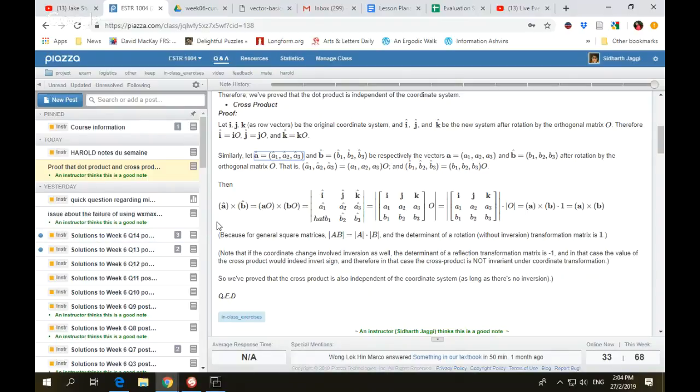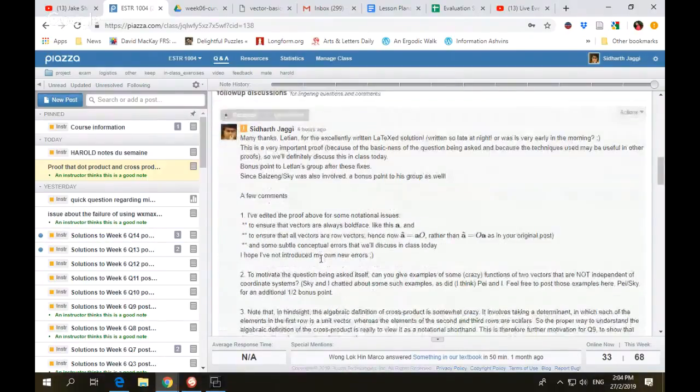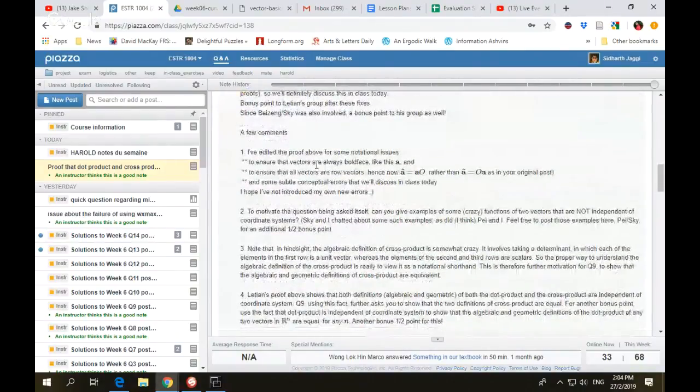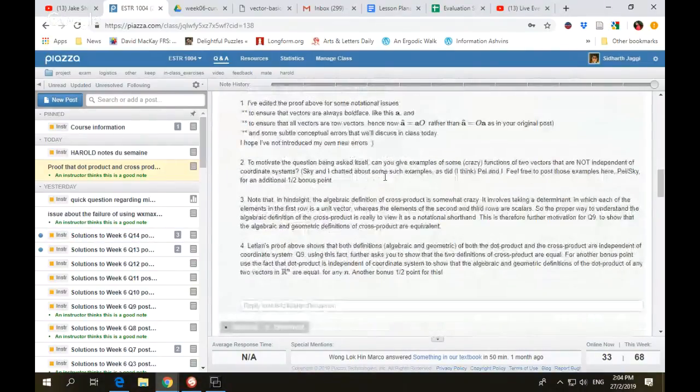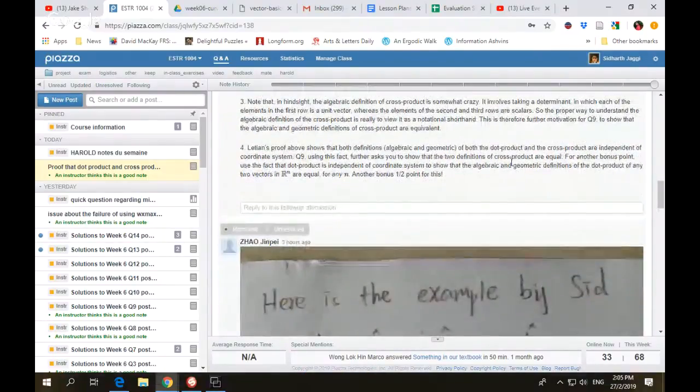All right, so we're basically done with this, but there's also some comments to look at down here. We already talked about this notation here. Okay, we'll look at comment number 2. We've also talked about comment number 3, which is saying that the algebraic definition of the cross product should look strange to you. So we've talked about that.